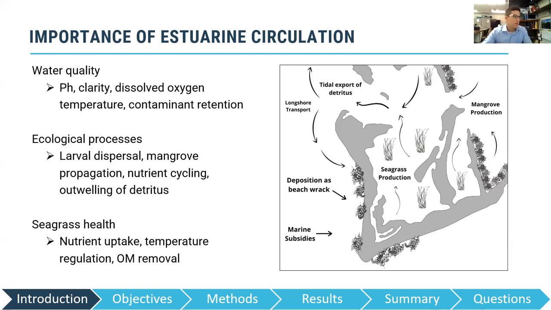So for all of these reasons, right, water quality, ecological processes, seagrasses, the list goes on and on. For all of these reasons, circulation is really seen as a very critical component to restoring estuaries, right? And any sort of strategy that's aimed at restoring an estuary that doesn't specifically address circulation is likely to be ineffective.